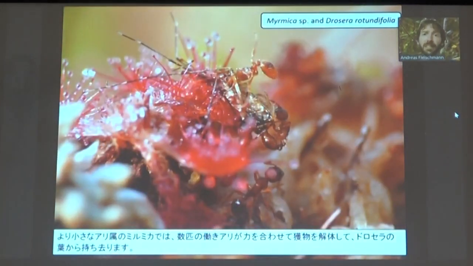In smaller ant species, like this Myrmica species, several ant workers join forces and dissect the prey and really pull the entire pieces from the Drosera until nothing is left.